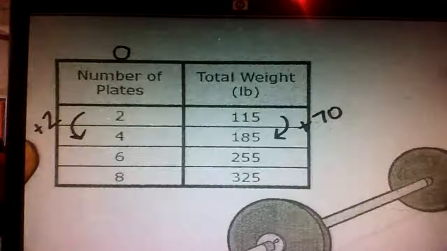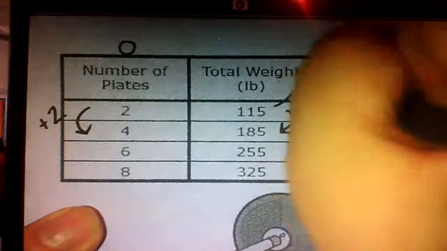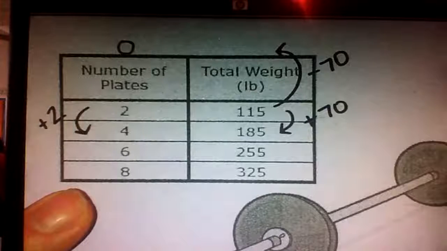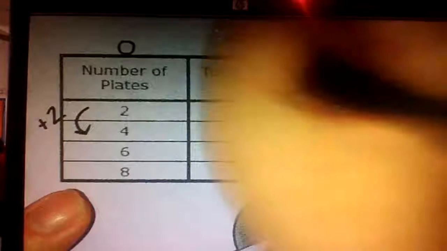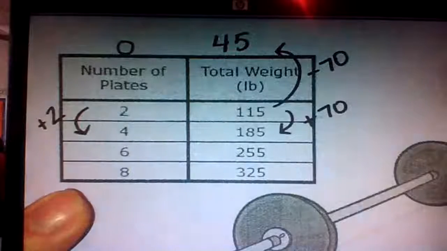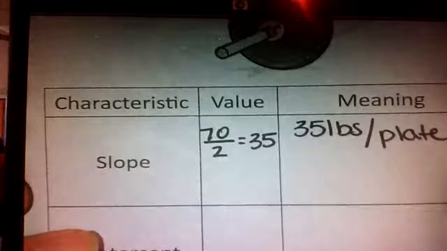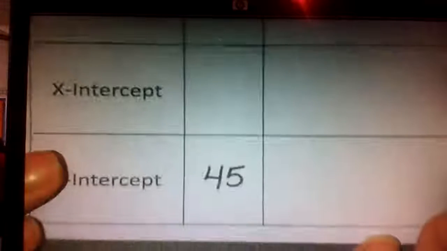Okay. So to go up by 2, we add 70. So to go backwards by 2, we're going to subtract 70. So what is my y-intercept? 45. Okay. So your y-intercept is 45.